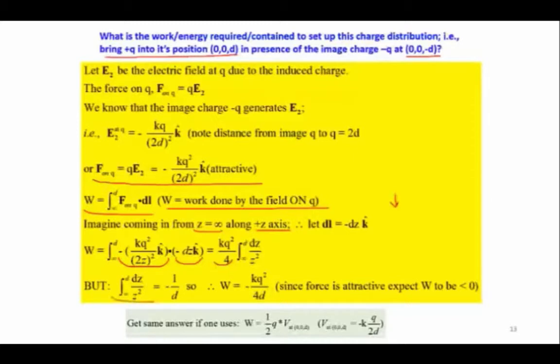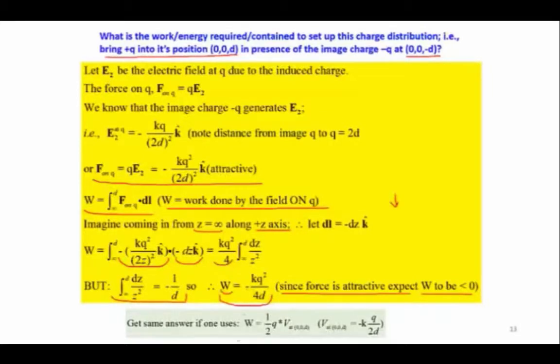We know what this is, it's just minus 1 over d, and so we end up with the work done by the field equaling minus kq squared over 4d. What that means is that it's an attractive force. W is going to be negative, and so that would mean that you would have to hang on to the charge to prevent it from being pulled into the surface. If you did the work, you would be preventing that from happening, and so therefore getting the work by the field equal to this quantity here.